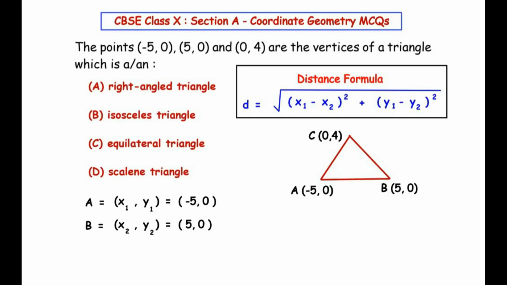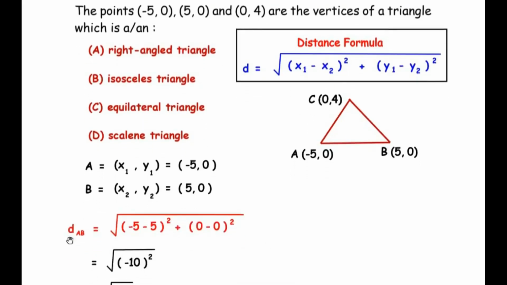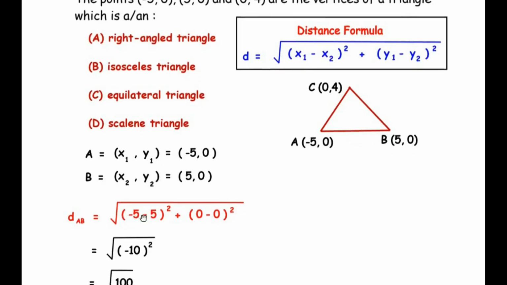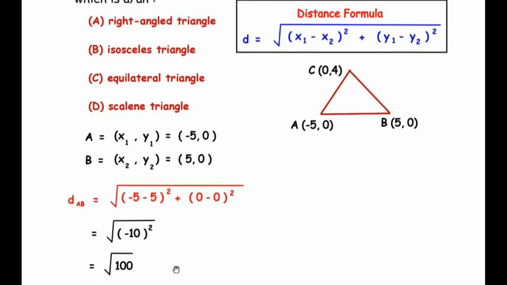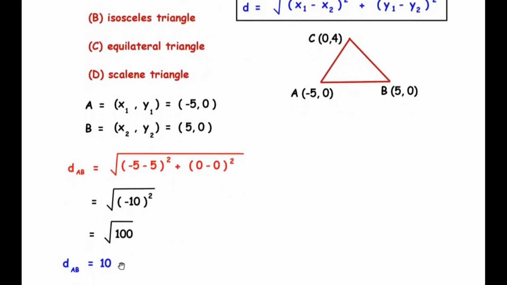So here I have considered the coordinates of A as x1 and y1, that is (-5, 0), and the coordinates of B as x2, y2, that is (5, 0). Now we are going to plug in these values in this formula, giving us DAB, that is the distance from A to B, equal to square root of (-5 minus 5) the whole square plus (0 minus 0) the whole square. Simplifying this, we get minus 10 the whole square, and 0 minus 0 is 0 itself. So the square of minus 10 gives us 100. So square root of 100 gives us the length of AB as 10.